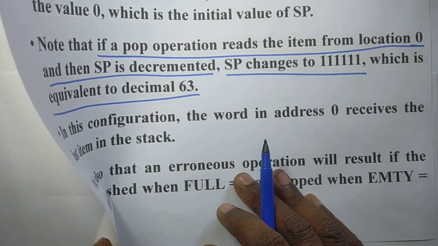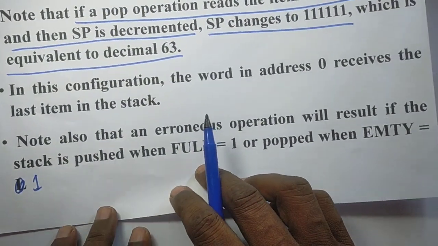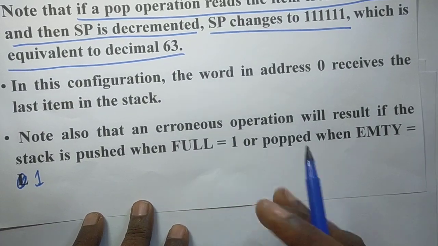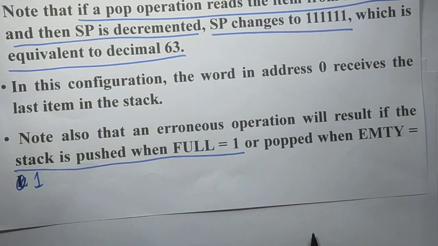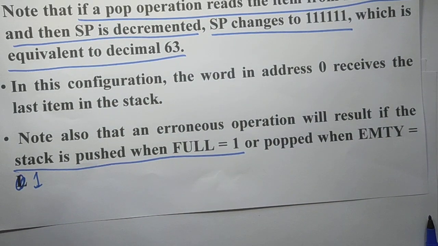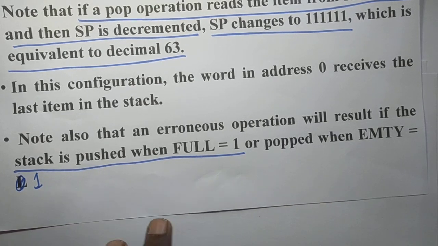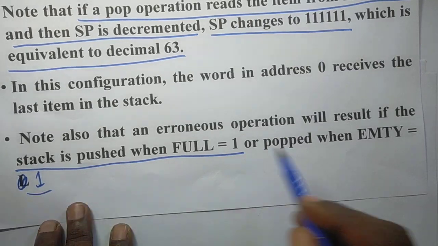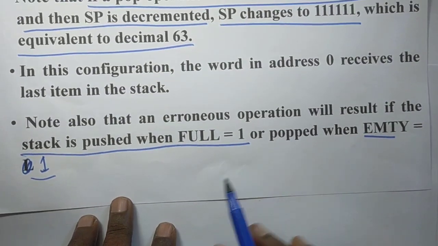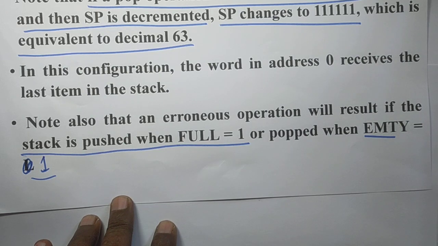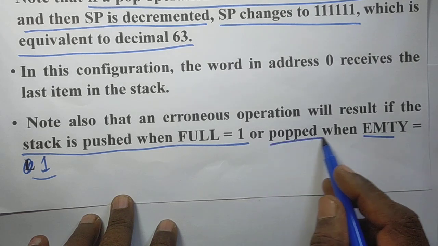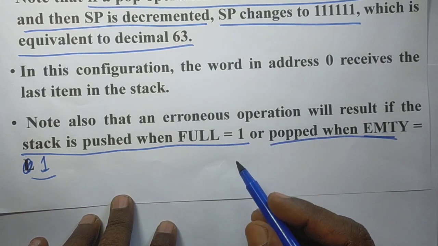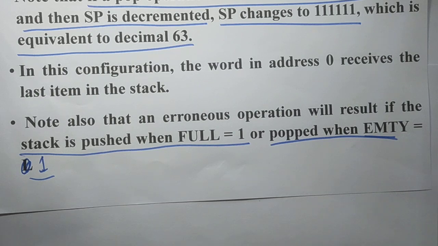And address 0 holds the last item in the stack. Some error will occur when a push is attempted while full is 1. If full is 1, then the total stack is full, we can't push the data, so an error will come. Another case is when empty is 1. When empty is 1, we cannot retrieve any data or pop out any data. If this kind of erroneous operation is forcibly attempted, this kind of situation will arise.